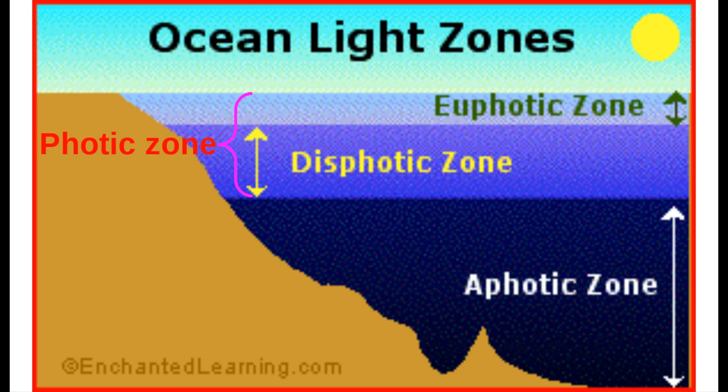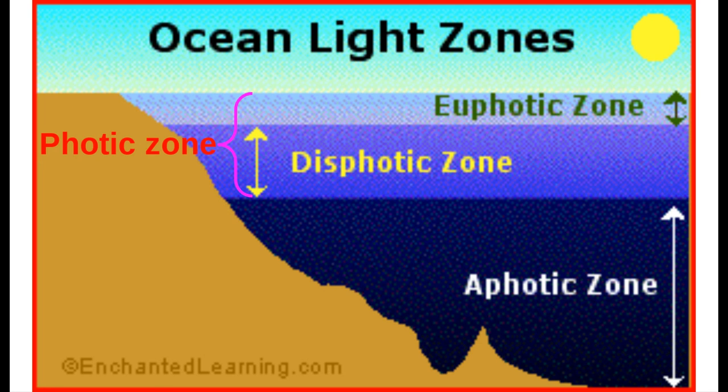The dysphotic zone is the water layer beneath the euphotic zone. In clear water, it may extend as deep as 800 meters. The dim blue light that penetrates in this zone is not sufficient to sustain photosynthesis. The photic zone is made up of the euphotic and the dysphotic zones.